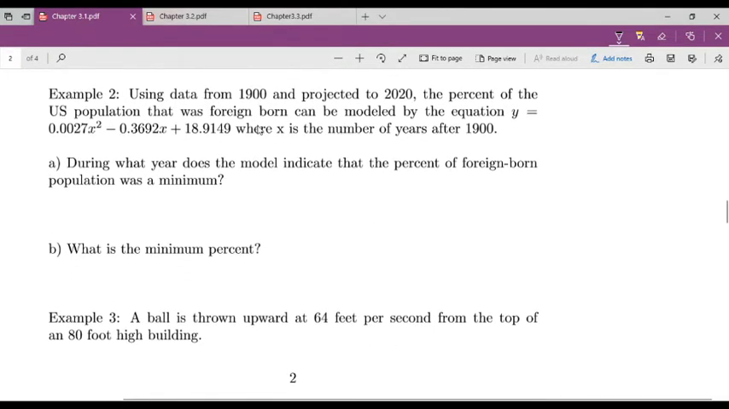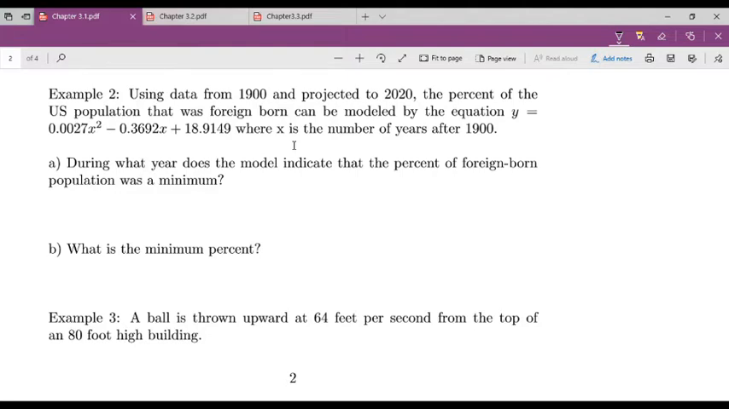Example 2. Using data from 1900 and projected to 2020, the percent of the U.S. population that was foreign-born can be modeled by the equation y equals, and it gives you the equation here, where x is the number of years after 1900. A says, during what year does the model indicate that the percent of foreign-born population was a minimum? B says, what is that minimum percent?